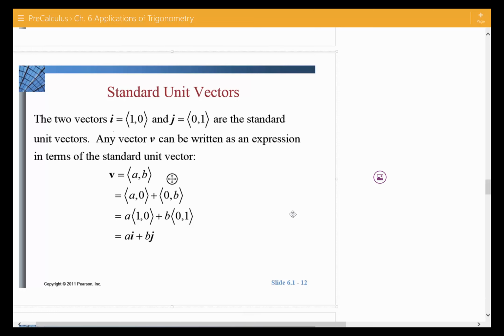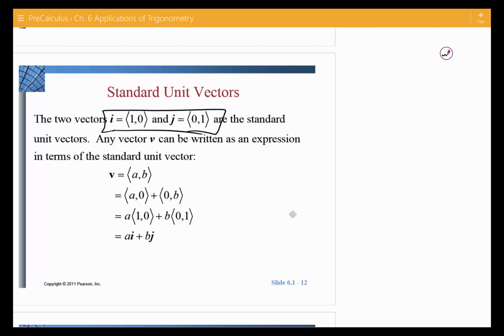Okay, we're going to use i and j quite a bit in the homework, so you need to be familiar with what those are. i is the unit vector along the x-axis, and j is the unit vector along the y-axis. You can see how we can represent these differences.